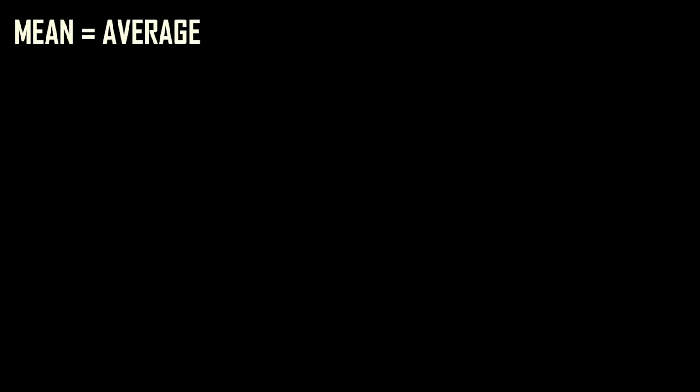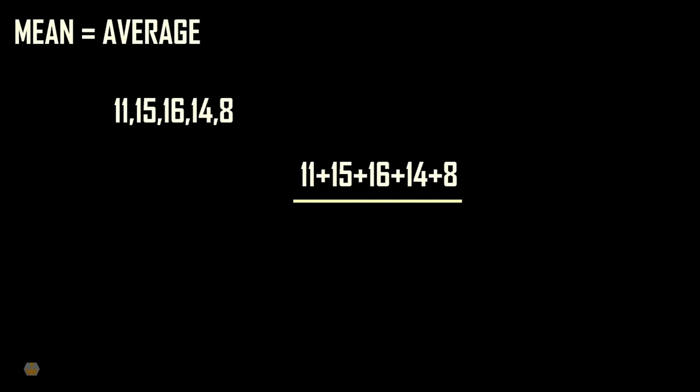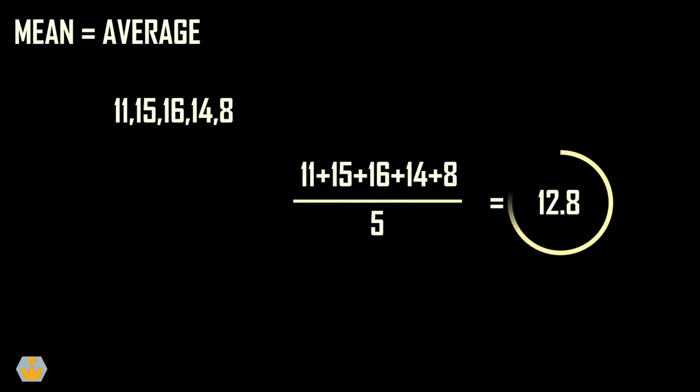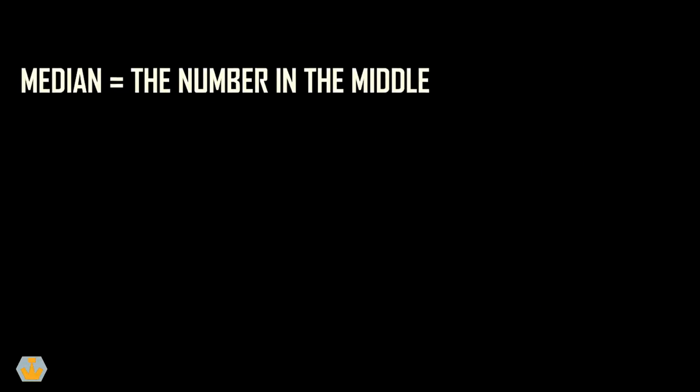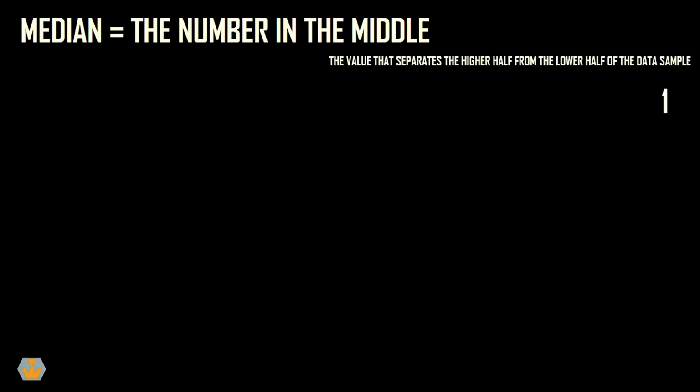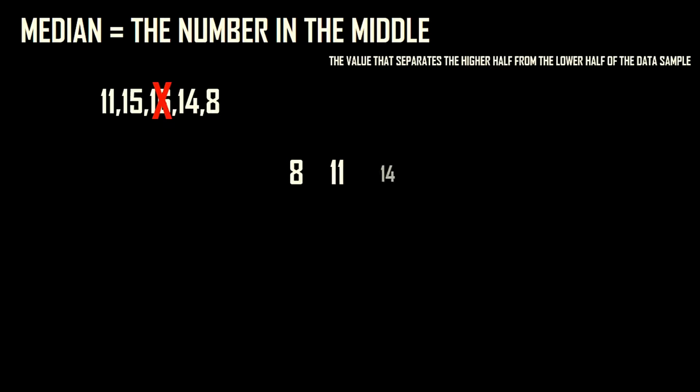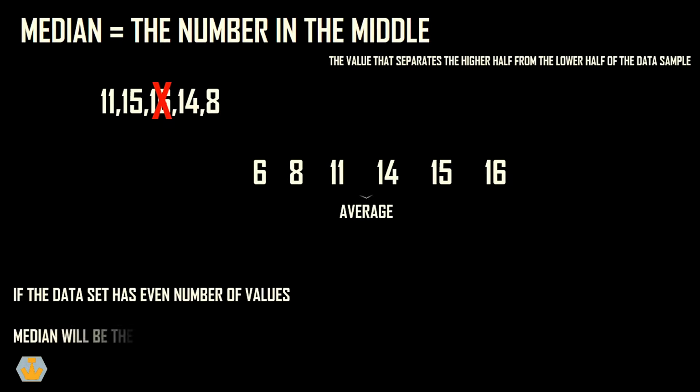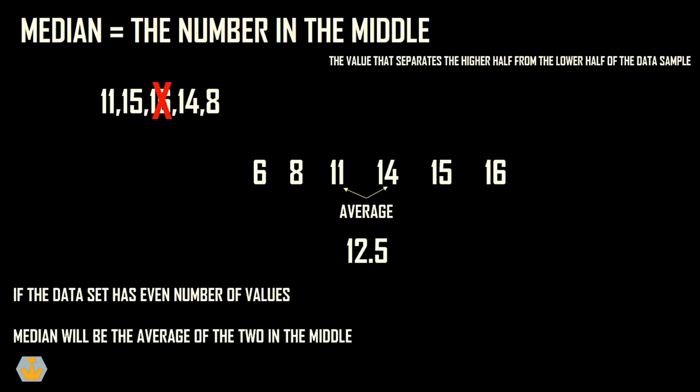Mean is just the average of a group of numbers. In this group of numbers, the average is the mean. Median is the number that comes in the middle. But it does not mean middle like this, the way it is organized. It means the number that is in the middle of it all when we set it in chronological order. If we have an even number here, the median will be the average of the two in the middle.